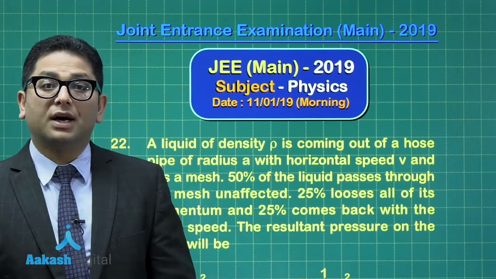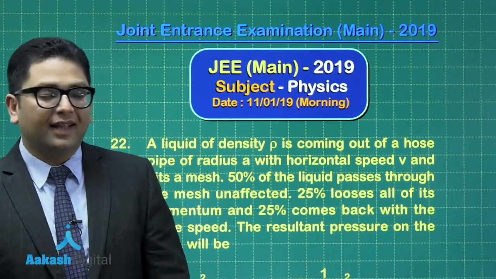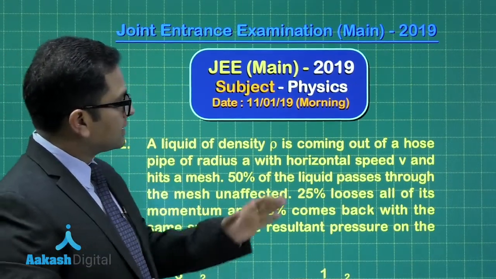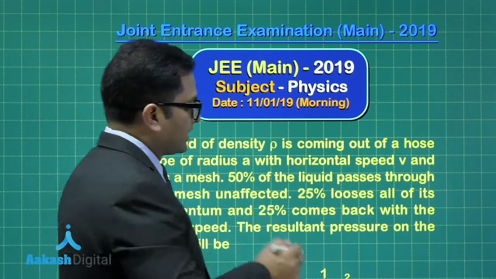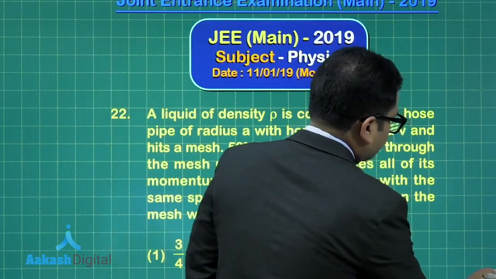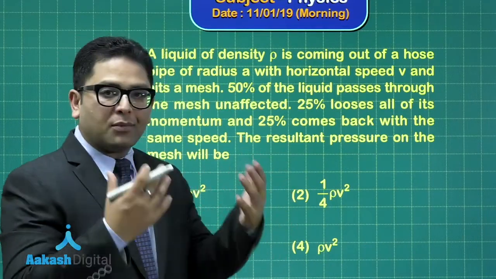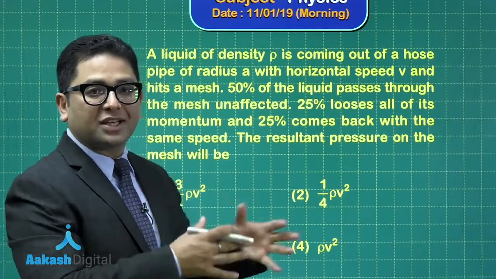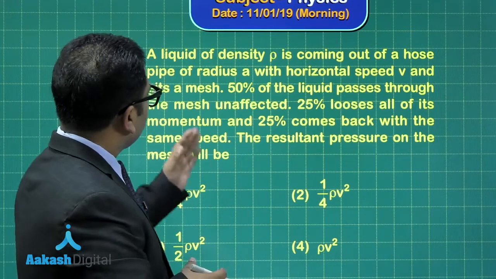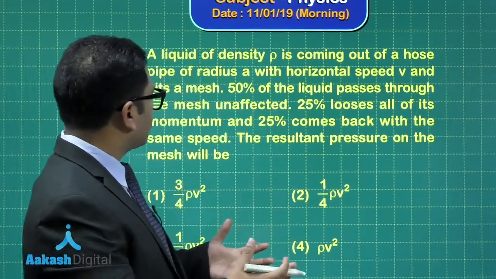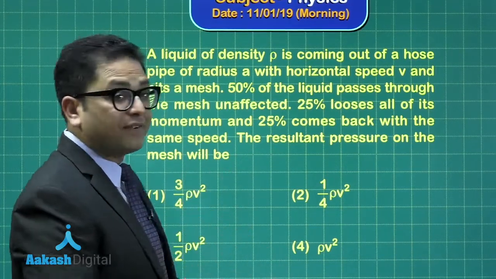Question number 22, a basic question right here. It says a liquid of density rho is coming out of a hose pipe of radius A with horizontal speed V. So the question is essentially related to momentum and the change in momentum, and you calculate the force. It hits a mesh, 50% of the liquid passes through the mesh unaffected.